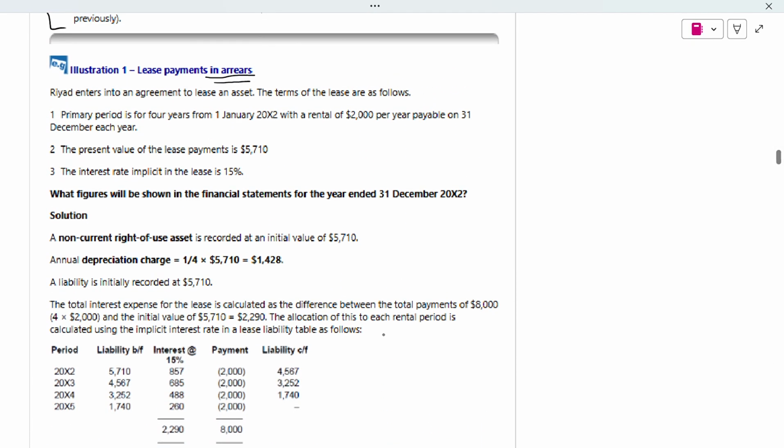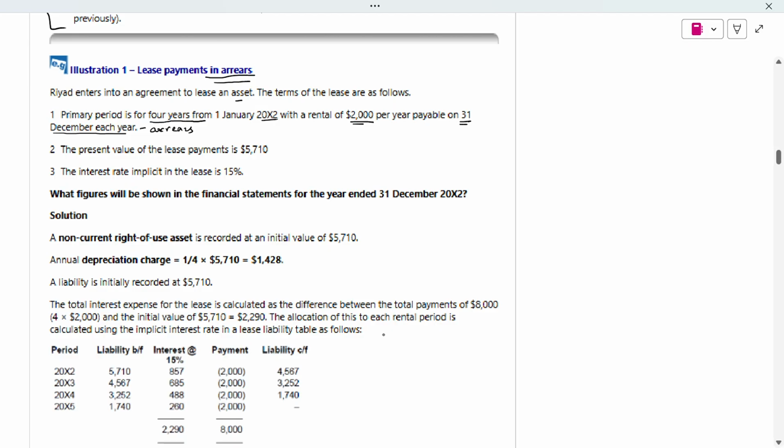They have an agreement to lease an asset. The terms are as follows. The primary period, initially, is 4 years. You are going to pay 2,000 per year. When are you paying? We are paying at the end of each year. If you are paying in December, then it is in arrears.